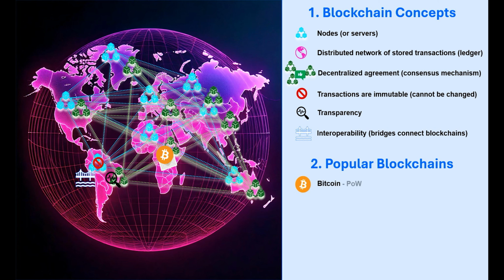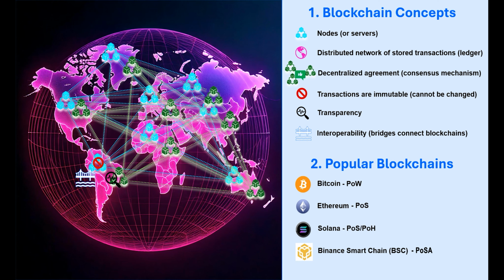The most well-known blockchain is Bitcoin. Bitcoin is both a native cryptocurrency that can be traded and a blockchain that supports the transfer of its native Bitcoin cryptocurrency through peer-to-peer or person-to-person transactions. It uses proof of work as its consensus mechanism. Ethereum also has its own native cryptocurrency called Ether and uses proof of stake consensus mechanism. Others have their own native cryptocurrency, such as Solana, which uses proof of stake combined with proof of history, and Binance Smart Chain, which uses proof of staked authority.